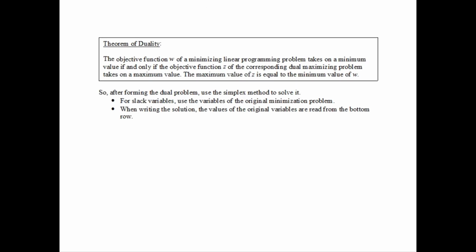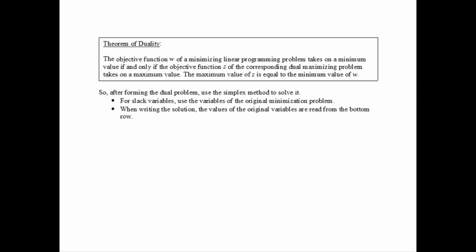This problem can be solved with simplex, and you already know how to do that. So once we solve this with simplex, then our only goal will be to determine from that solution that we found with simplex what the solution to the original problem is, which is not the same as this. To do that, we're going to use something called the theorem of duality.